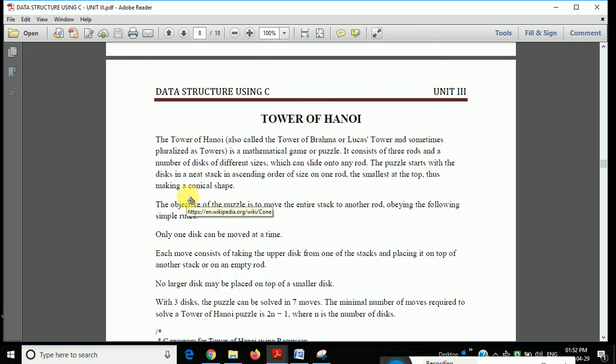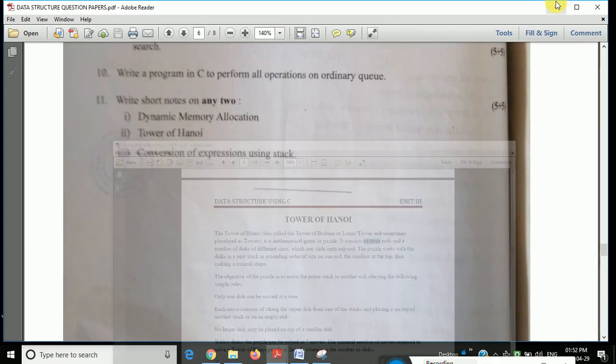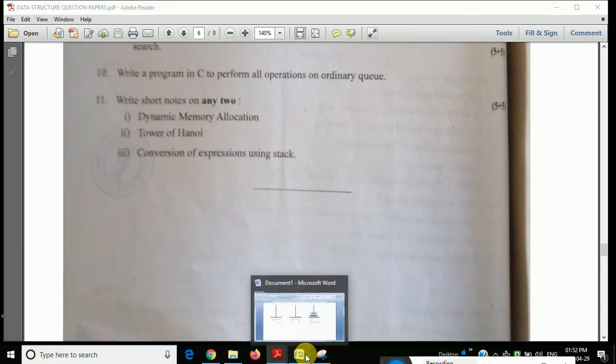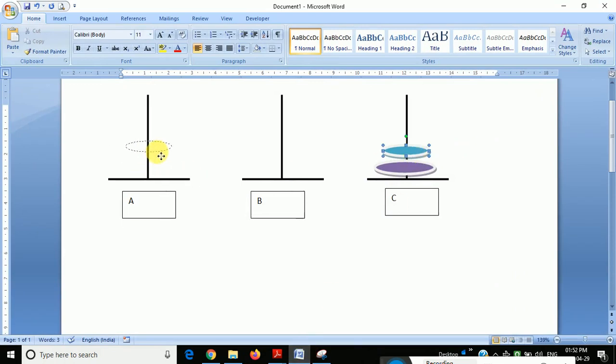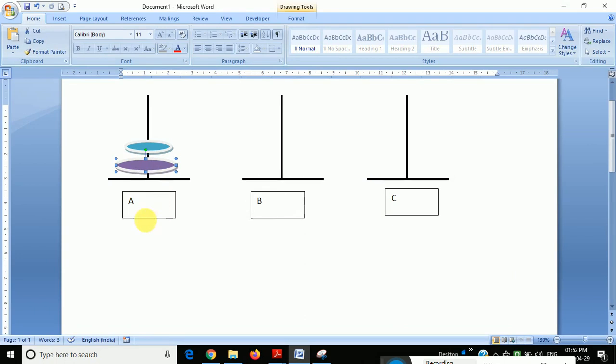Now, what is the Tower of Hanoi? So what is exactly the Tower of Hanoi? It is a mathematical puzzle, a game or puzzle. It consists of three rods, and we have to move the disc from one rod to another rod. For example, I'll just show you one example. Suppose these are the three rods A, B, and C, and I have two discs. My final output must be these two discs moved from A to C.